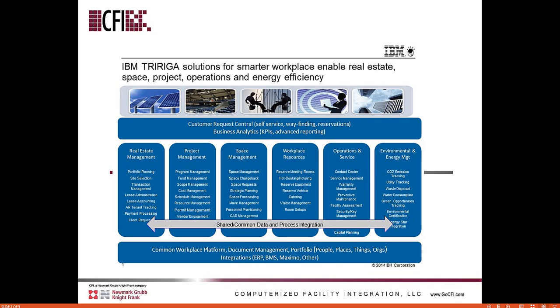The first pillar of TRIRIGA is real estate management. This module has functionality from the very earliest stages of portfolio planning, when you're doing market analysis, looking at potential sites, executing projects to compare different options, and finally deciding which option and performing transaction management. If a lease is involved, TRIRIGA has lease administration abilities that have critical dates, clauses, options, payment schedules, FASB compliance, and other accounting and financial reporting.